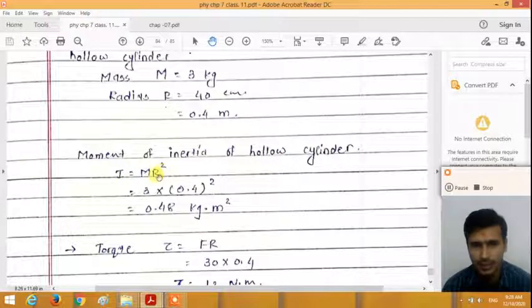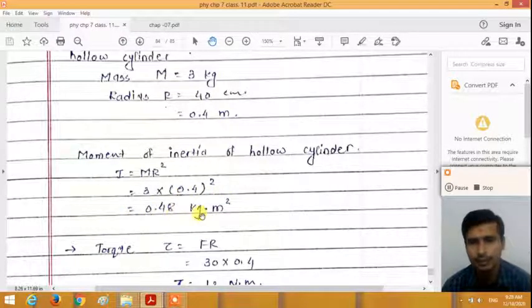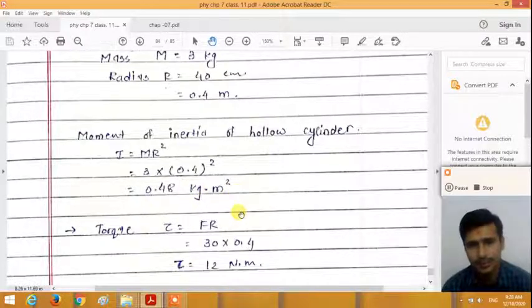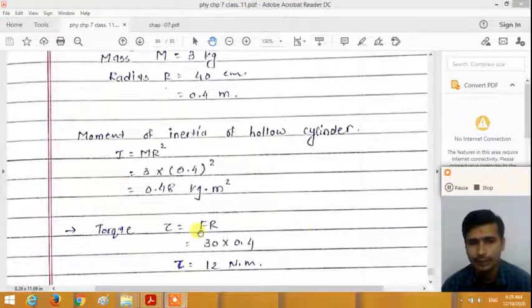So the moment of inertia of the hollow cylinder I is equal to mr square. M 3 kg and R 0.4 square. We get the moment of inertia 0.48 kilogram meter square. Now to find the angular acceleration we need to find the torque. So torque acting on the hollow cylinder tau is equal to F into R. F given to you 30 Newton, 30 into R 0.4. So torque acting on the hollow cylinder is 12 Newton meter, right?